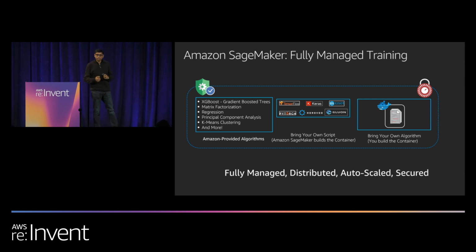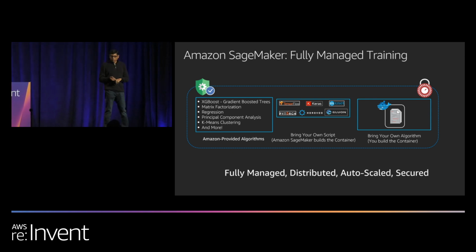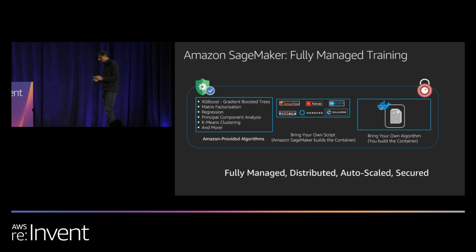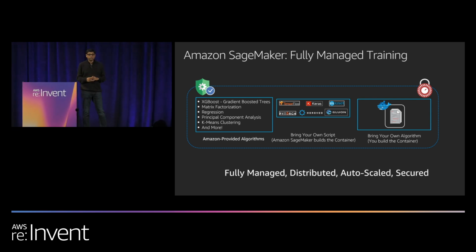The middle one is more for people who want to do deep learning. So as you can see, all the popular deep learning frameworks are there. We support TensorFlow, PyTorch, MXNet. We also support Keras, Horovod. There's a wide selection of machine learning frameworks that is already supported in Amazon SageMaker.